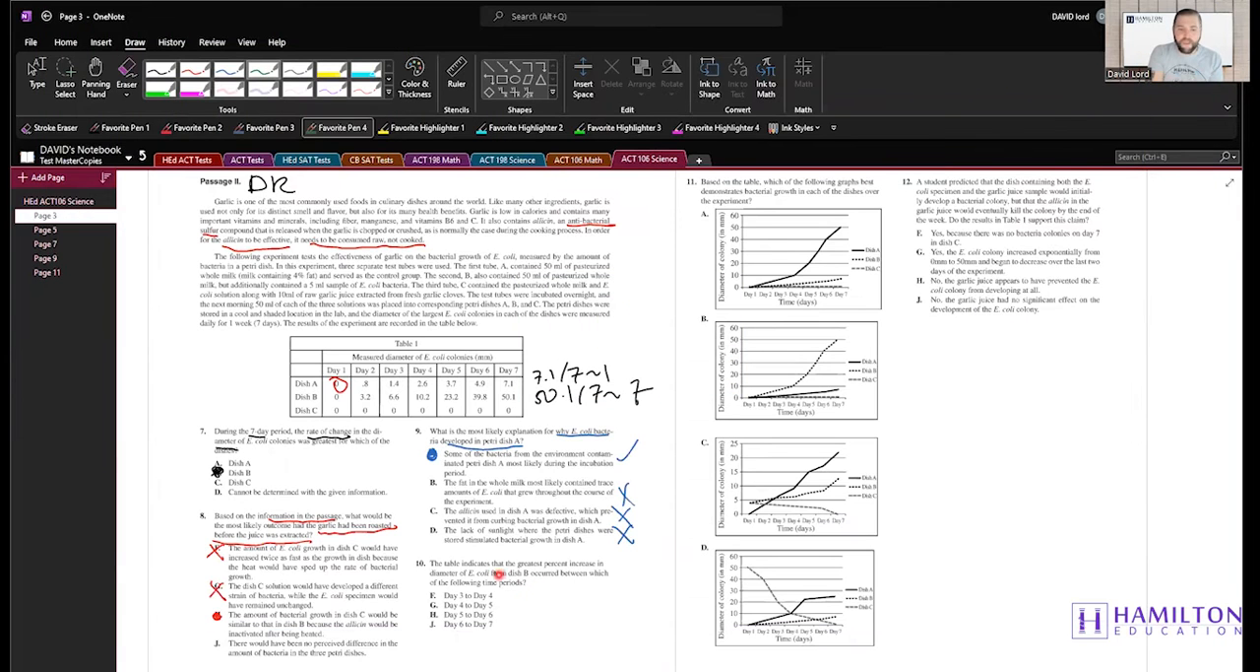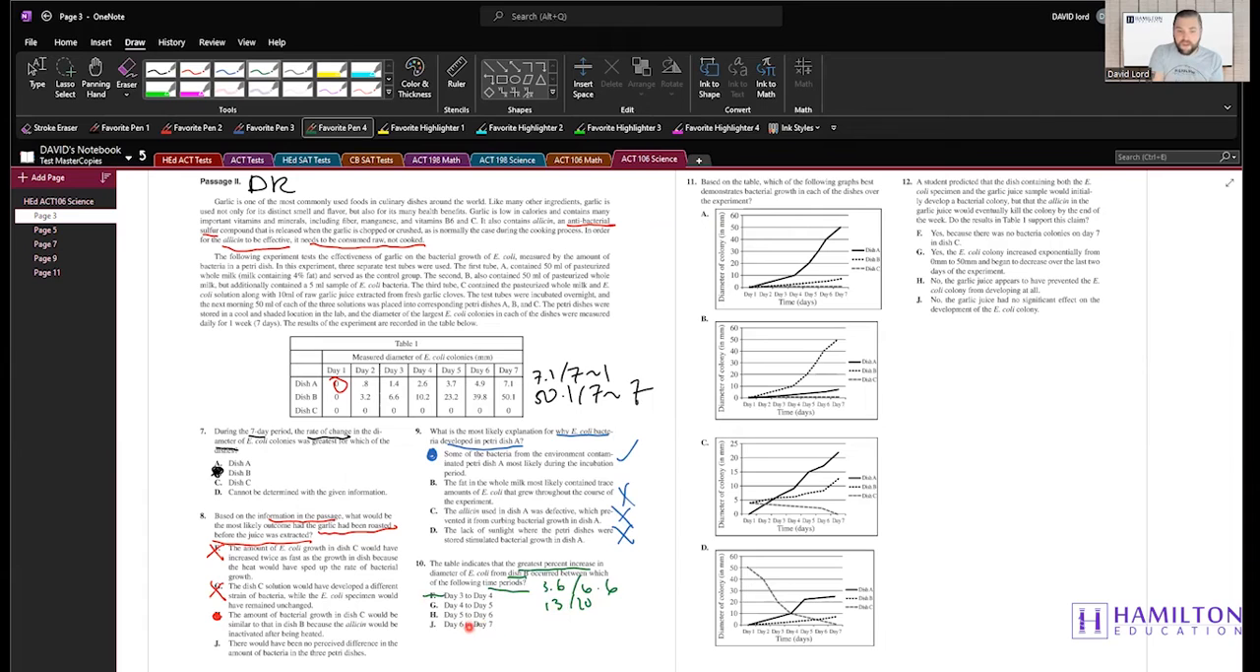Question number 10. The table indicates the greatest percent increase in the diameter of E. coli in dish B occurred between which of the following time periods? So we have day 3 to 4. It grew about 3.6 centimeters out of 6.6, so that looks like about 50% increase. Day 4 to 5, it grew by about 13 out of 10. Well, that's definitely more than 50%. It's probably like 130%.